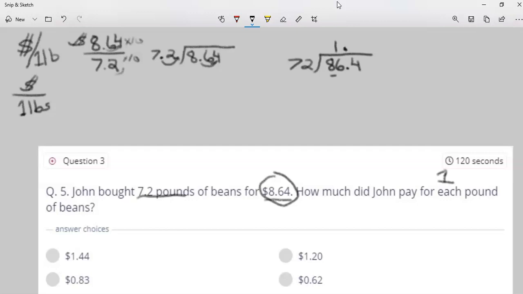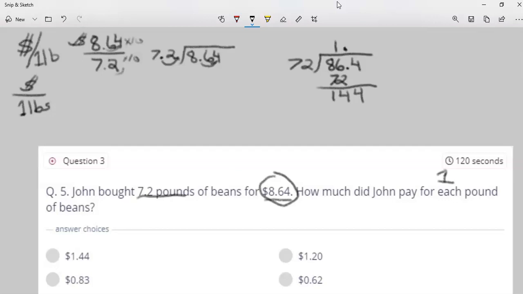72 times 1 is 72. 6 minus 2, 4. 8 minus 7, say it with me, practice, 1. And then we won't do anything with this decimal here. We're not going to move it down here. It's going to show up in our answer up here. But we do need another figure in order to complete the long division. So 72 will not go into 14. So we're going to bring down this 4.